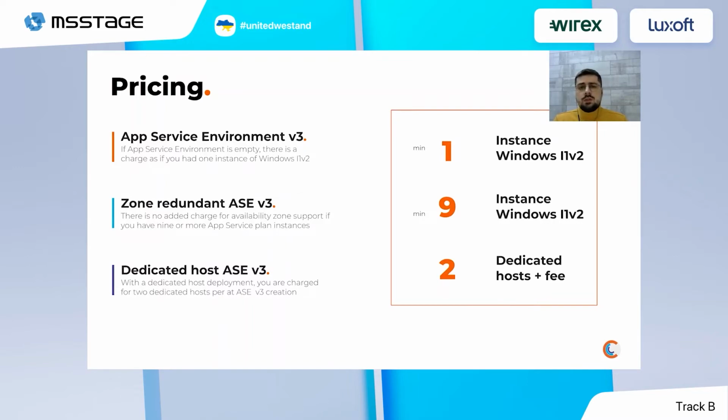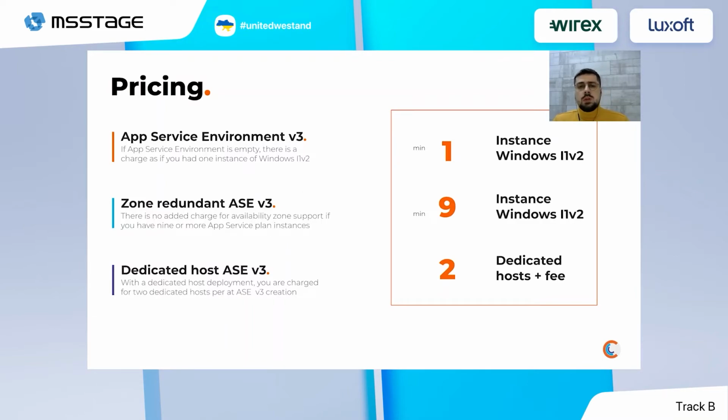The second model is the zone redundant App Service Environment. There is a minimum charge of 9 instances. There is no added charge for availability zone support if you have 9 or more App Service plan instances. But if you have fewer than 9 instances of any size across App Service plans in the zone redundant App Service Environment, the difference between 9 and the running instance count is charged as additional Windows smallest one instances.